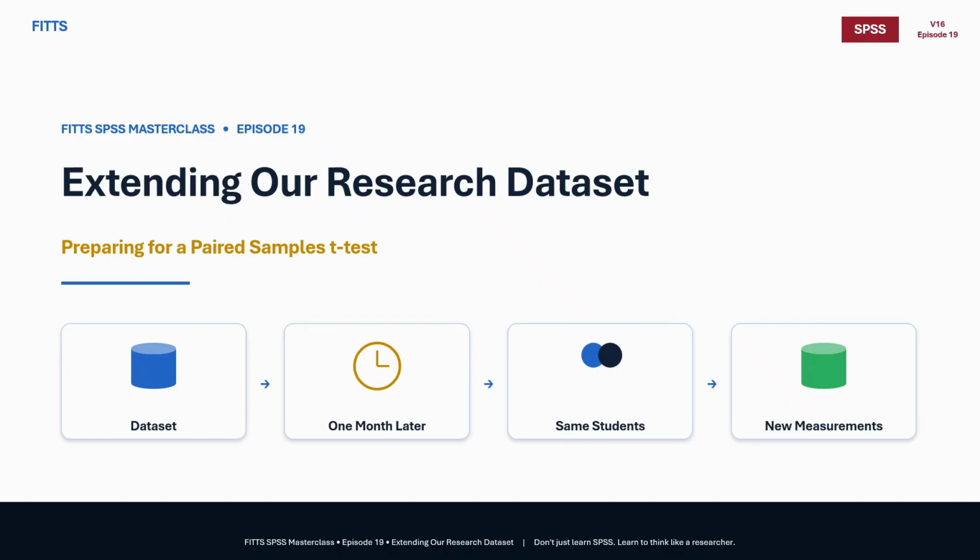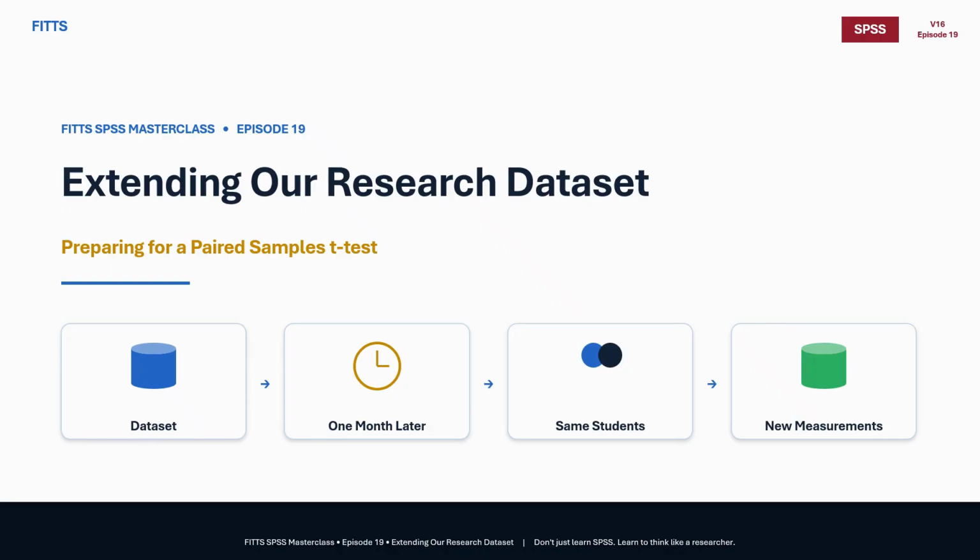Welcome back, everyone. If you've been following this series from the beginning, you'll remember that we've been analyzing data collected from 15 university students. So far, everything we've done has been based on information collected at a single point in time. But real research rarely ends after the first round of data collection. Researchers often return to the same participants to see whether anything has changed. And that is exactly what we are going to do today.